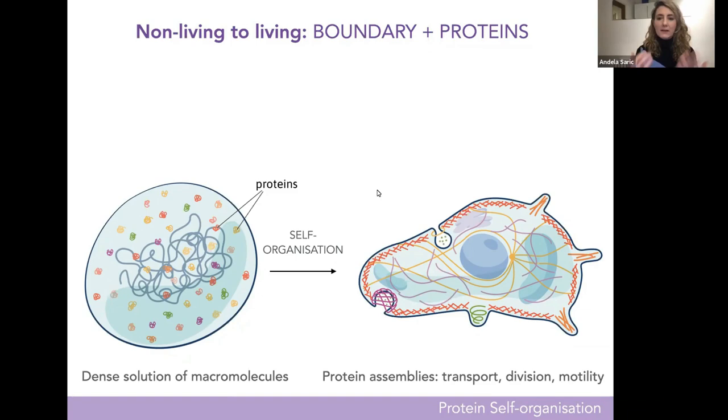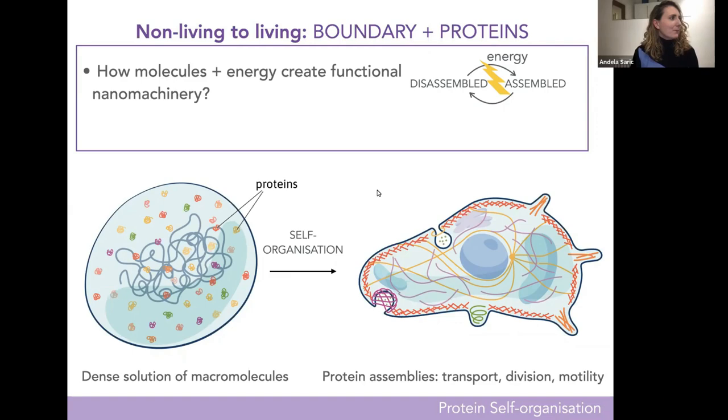And what's really important to notice here is that these assemblies are not only materials of fantastic mechanical properties that give shape and support cells, but they're machines, and as such, to perform work, they need to consume energy. And actually, the energy is often consumed not for the assembly, but for disassembly. So these structures always need to be at this fine balance between assembled and disassembled, such that they can complete their cycle and keep on producing work. So we are very much interested in how these building blocks, driven by energy, form nanoscopic nanomachinery.